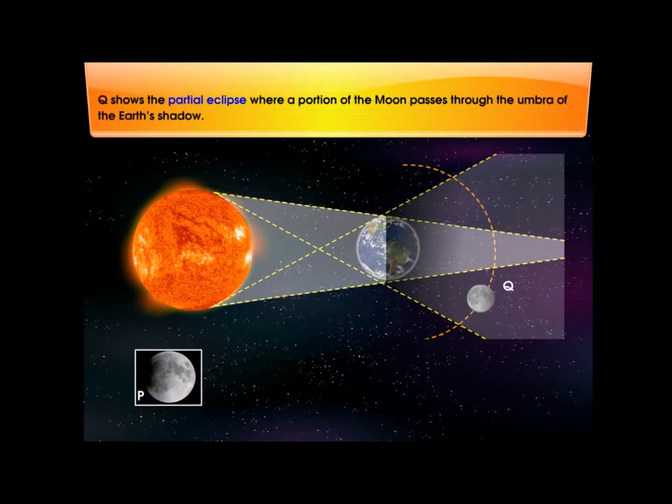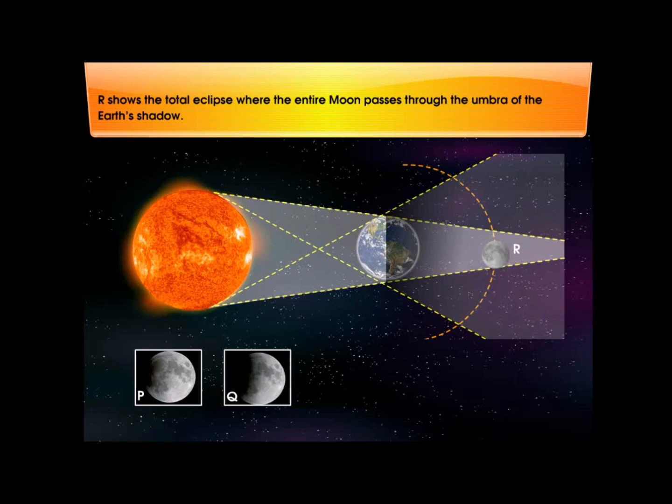Q shows a partial eclipse where a portion of the moon passes through the umbra of the Earth's shadow. R shows a total eclipse where the entire moon passes through the umbra of the Earth's shadow.